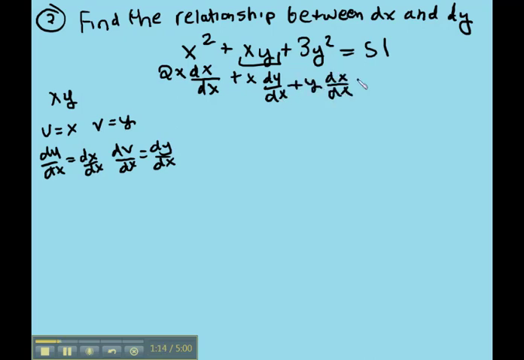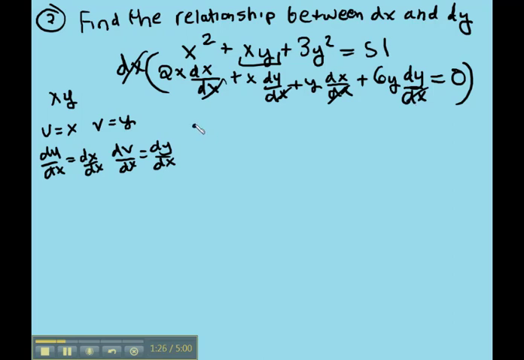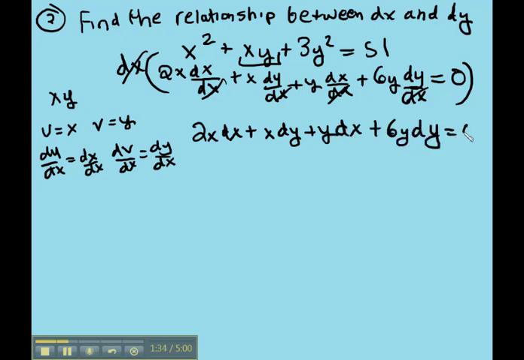dx over dx, and then plus 6y dy dx, and then the derivative of 51, which is 0, and then you multiply by that dx to clear all of the dx's out. So you're left with 2x dx plus x dy plus y dx plus 6y dy is equal to 0.